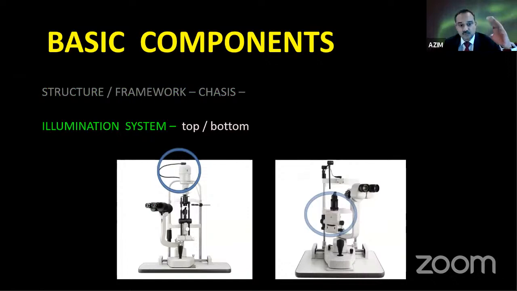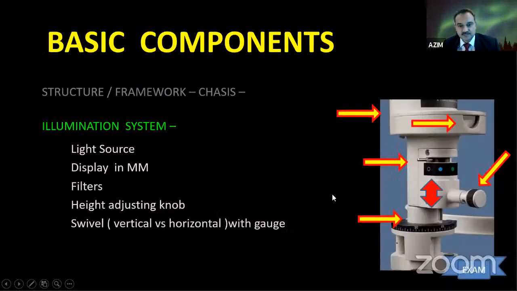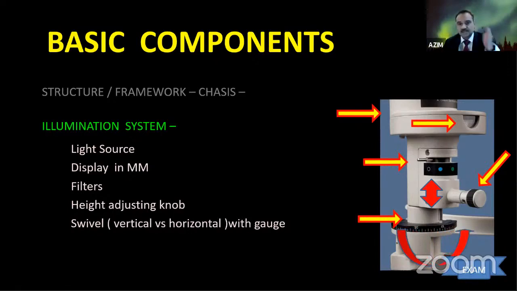Similarly, we have a top light illumination system and a bottom light illumination system. The rheostat and the switches are the important ones, which start the light. We do have the light source. We have the display in millimeters to indicate the length of the light. We have the different filters, height adjustment knob, and the swivel, which will swing the light horizontally and vertically also.